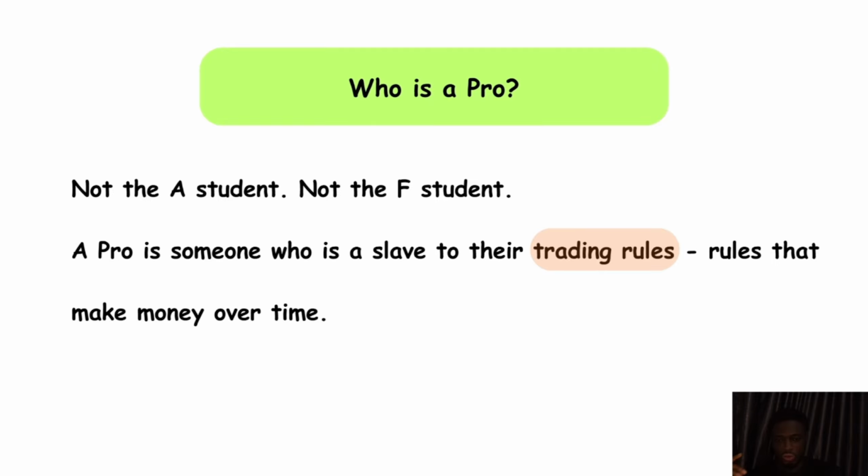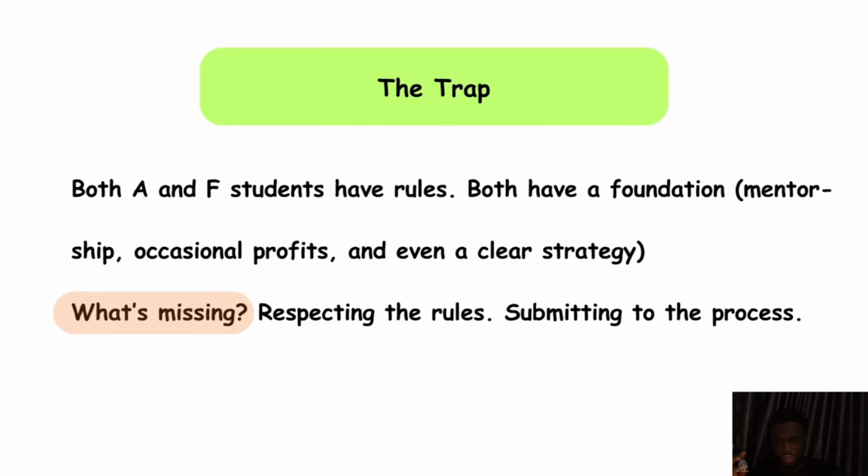A pro trader is someone who is a slave to their trading rules. It's rules that make you money over time in the market. The trap is that both A and F students, they have rules, of course. They even have a foundation. They have a mentorship, and you see them make some occasional profits here and there. And some even have a clear strategy. But something is missing actually, and this is what I figured. They don't respect their rules.